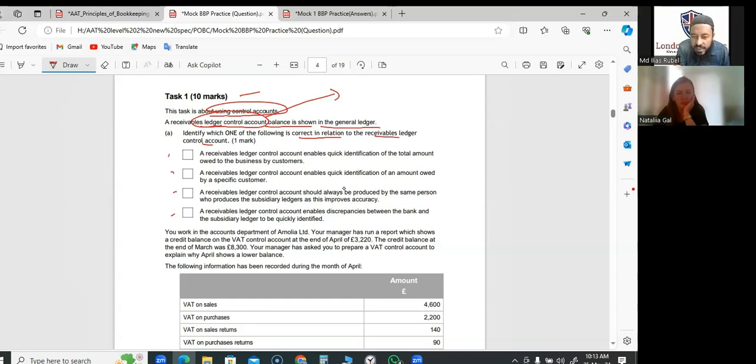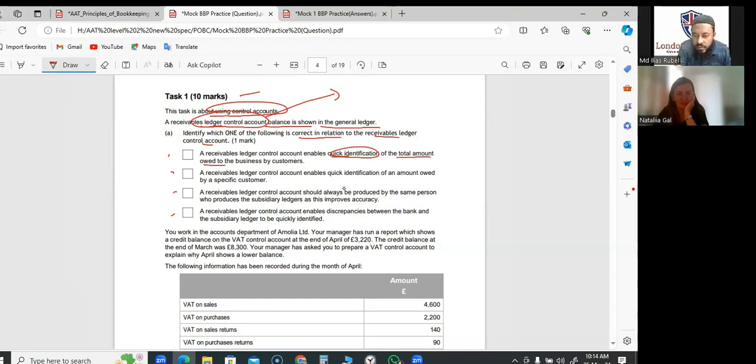A receivables ledger control account enables quick identification of the total amount owed to the business by the customers. That's so good, isn't it? Do you understand what this means? Quick identification of the total amount owed to the business by the customers, like how much is on your credit card. That sounds a very good answer to me. It is an answer, but let's read the others. Are those good or not?